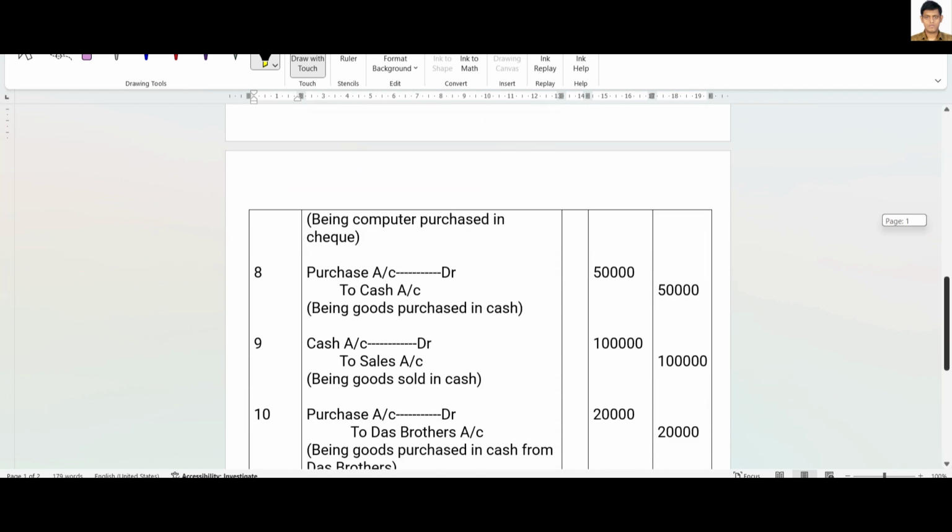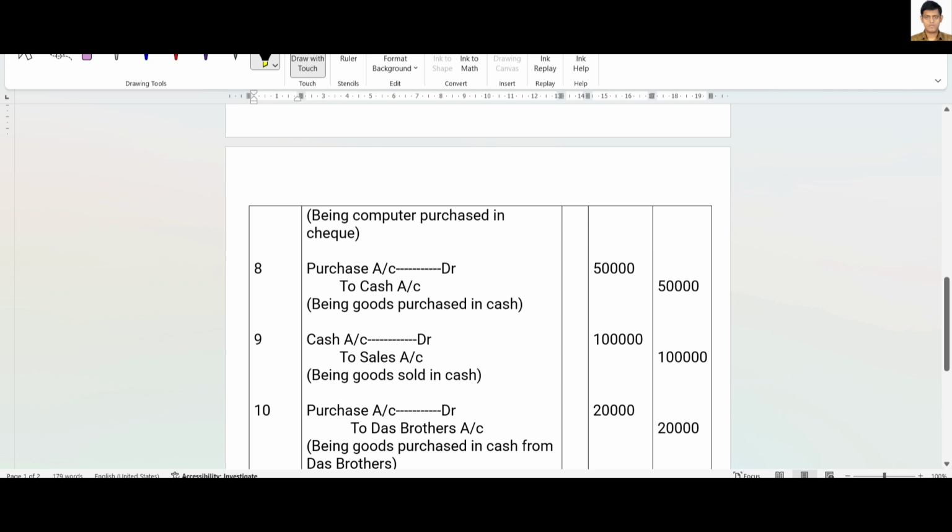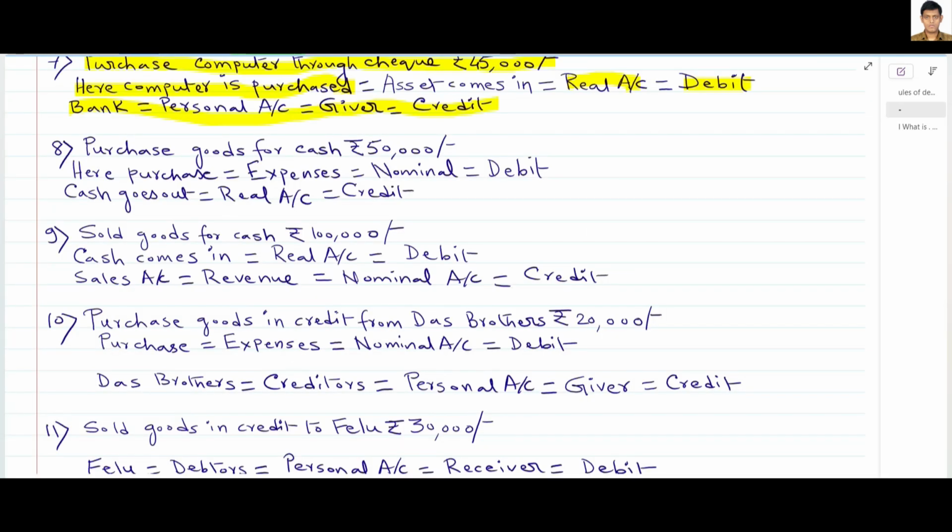The narration will be being computer purchase in cheque. Once again I want to remind you all, don't forget to give narration after the journal entry, and narration is a short, precise writing of the nature of the transaction. So now we are going to see the next journal entry.